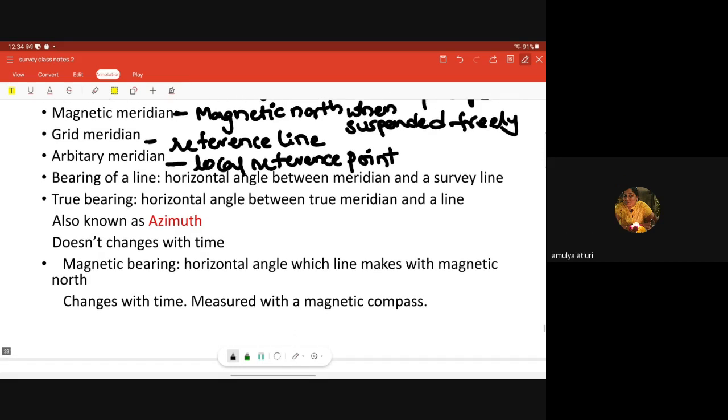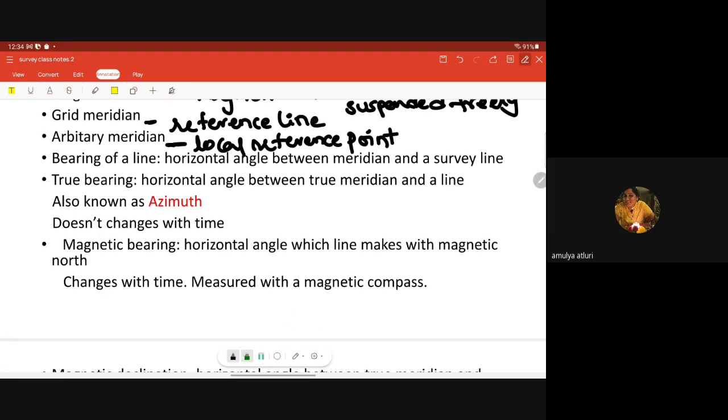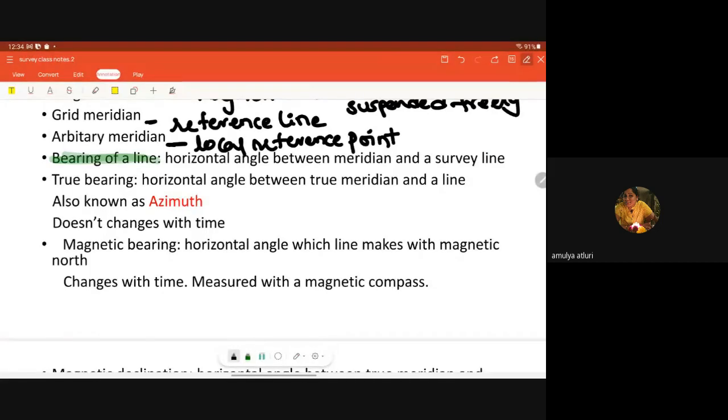Next point is bearing of line. This is very important. So what is bearing of line? It is the horizontal angle between the meridian and a survey line. That is called bearing of line.